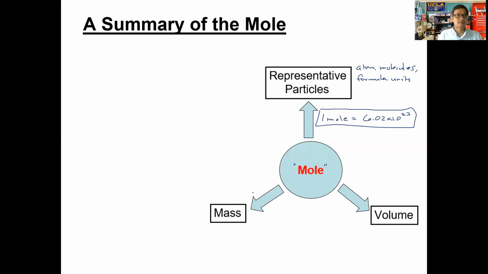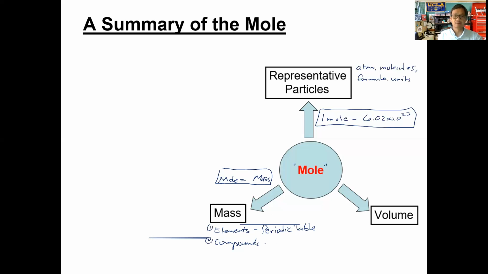Then we went on and talked about the relationship between the unit mole and how much mass this many particles will have. We refer to this as the molar mass, which is the mass of 1 mole of a given substance. So here, we talked about the elements and the compounds. The molar mass for these elements we can get directly from the periodic table.